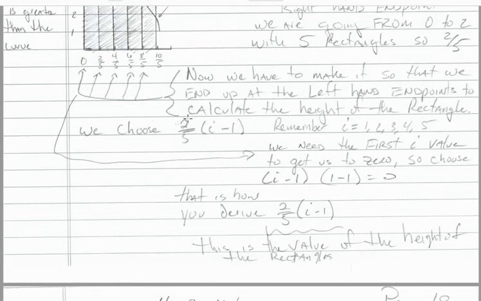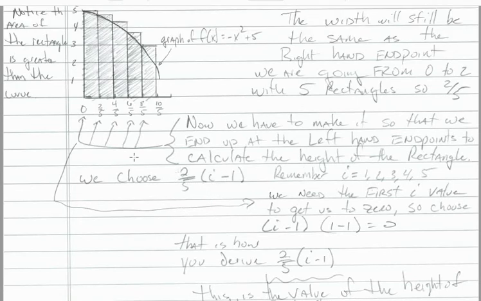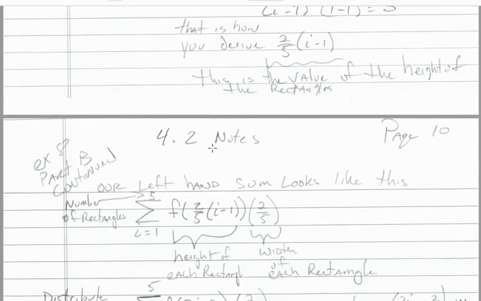Right now, I wrote in these notes that we choose 2/5 times (i minus 1). I'm going to show you how we get there next video. But this part of the equation right here is really what's developing each one of these points. Remember, the left-hand points are the heights of the rectangles, and we're going to multiply that by the width down here in a sum.